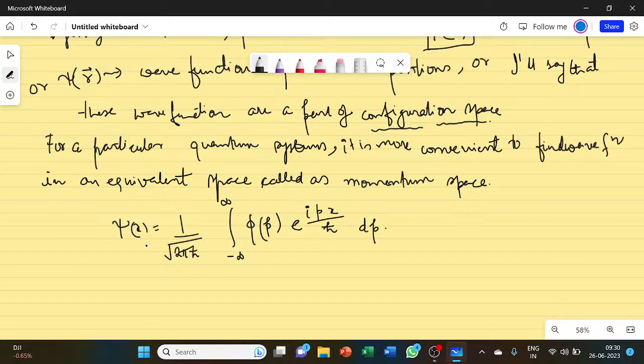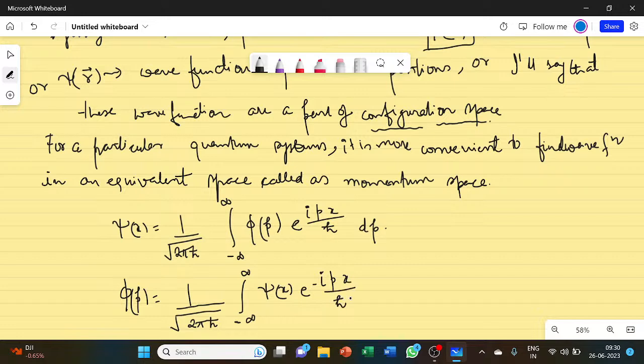And similarly, phi of p is equal to 1 upon root 2 pi h cut, integral from minus infinity to plus infinity of psi of x, times e to the power minus iota p x upon h cut, and then dx. This is how you can relate them: the wave function in the coordinate space is the Fourier transform of the wave function in the momentum space. And the wave function in the momentum space is the Fourier transform of the wave function in the coordinate space.